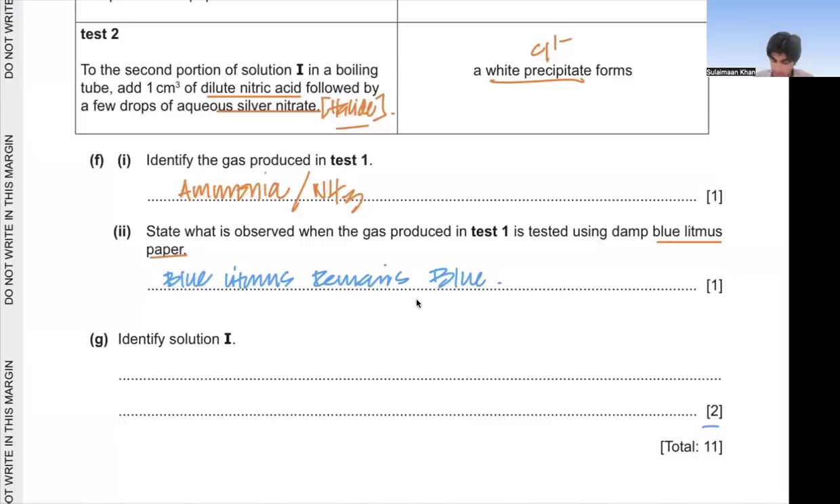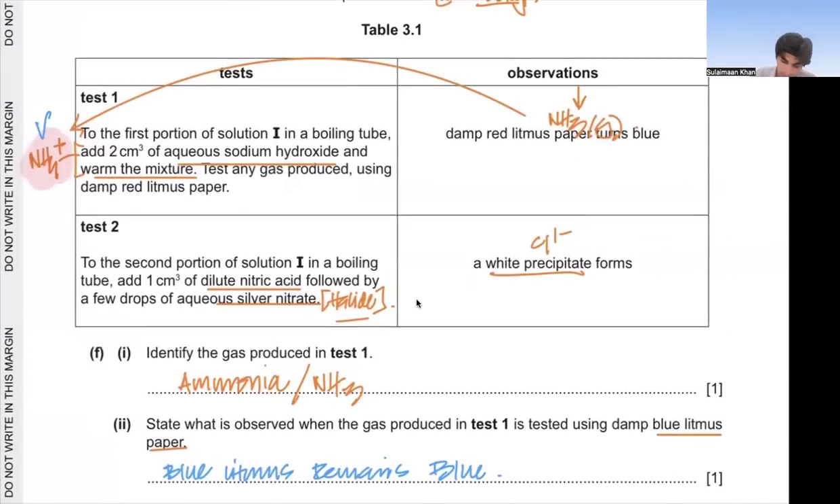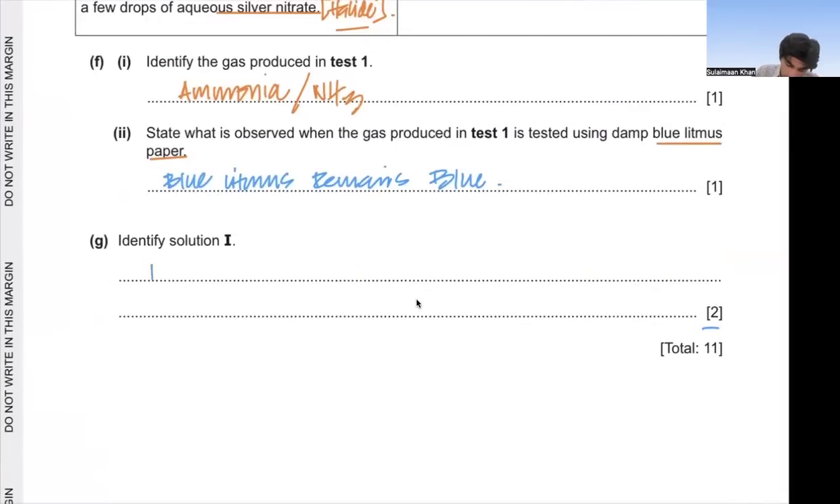Identify solution I. So it's 2 marks. Why? Because 1 mark for identifying the ammonium ion and 1 mark for identifying the chloride ion.